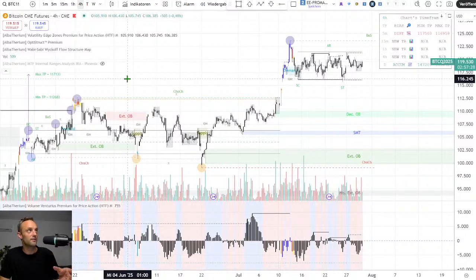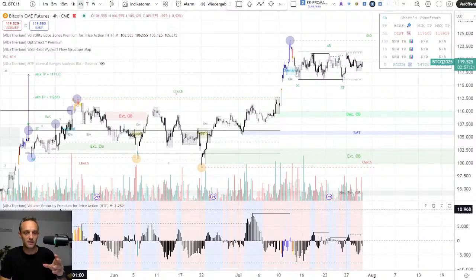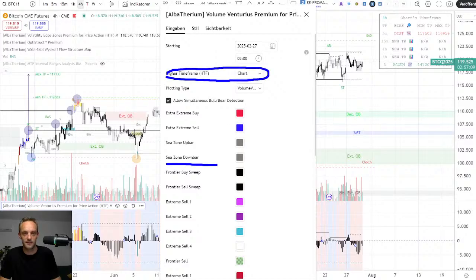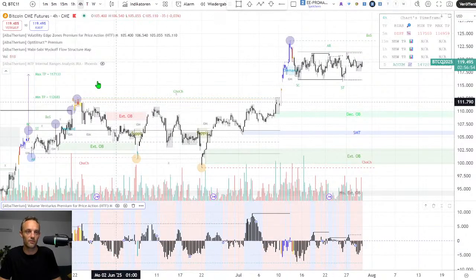Here on this chart, you see some indicators, and I want to introduce these indicators to you, and especially the settings. At the lower end, you see a volume indicator. Just for those who are already a member of Albertarium, I want to show you the quick settings, which are really important. You need to change these at the beginning. Higher time frame should be chart, and then C-zone up and C-zone down bar should be gray, not red and blue. Please do so. Then you see the same volume as I have.